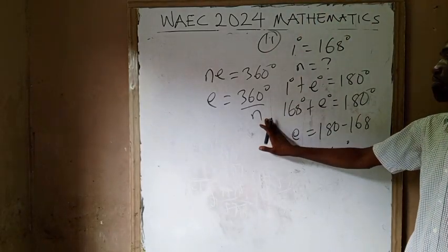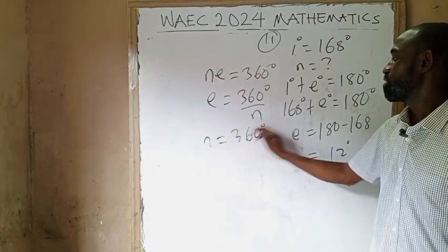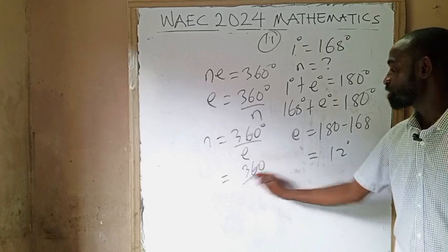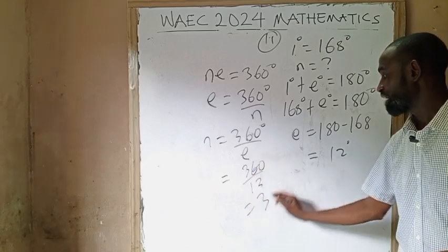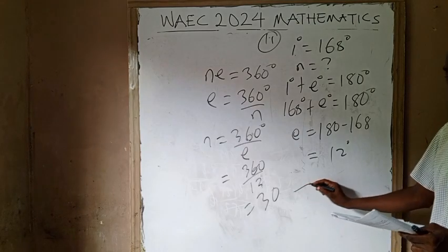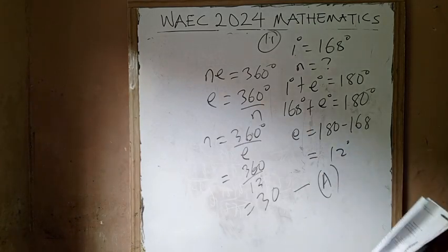So we can make the number of sides the subject of the formula. So we have n equals 360 degrees all over E. This is now 360 all over 12, and this will give us 30. So we have 30 sides. The correct option to this is Option A. Question number 11 is option A.